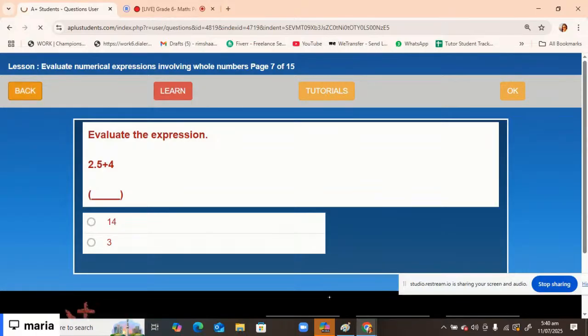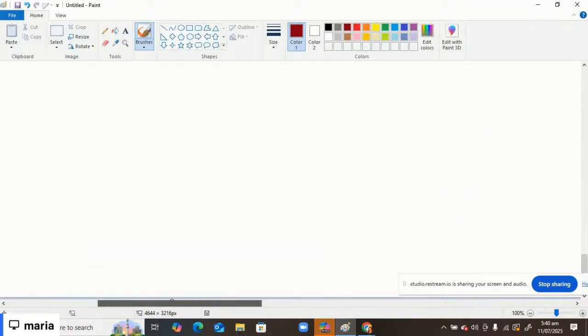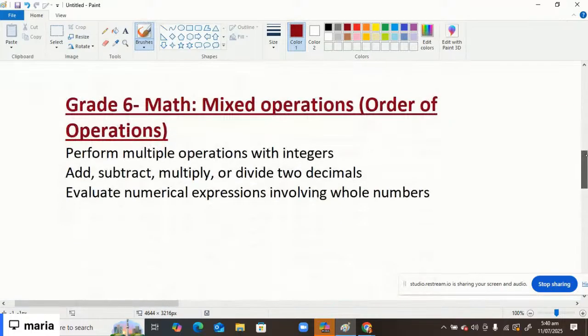Hope you guys understand this lesson as well. Today we discussed the grade 6 maths chapter, mixed operations, order of operations. Here is the list of lessons: perform multiple operations with integers, add, subtract, multiply or divide two decimals, and evaluate numerical expressions involving whole numbers. You can find all the lessons on aplusstudent.com.